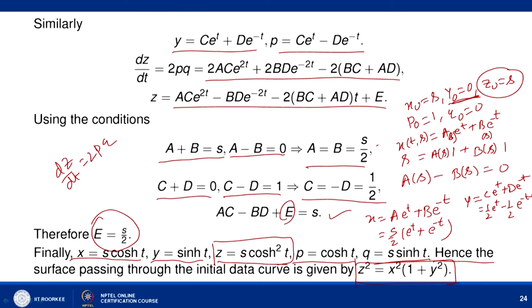So, from this, if you look at x equal to s cos hyperbolic t and y equal to sin hyperbolic t, you can get the value of s, right. And once we have s, you can put y as sin hyperbolic t. So, you can get the value of sin hyperbolic t, and you can simplify this. S is given as x by y and cot hyperbolic t. So, you can simplify this to z square equal to x square into 1 plus y square. So, here we have solved this example also.